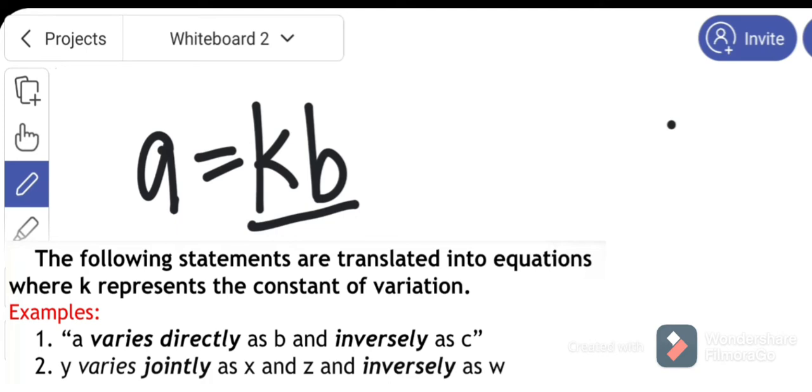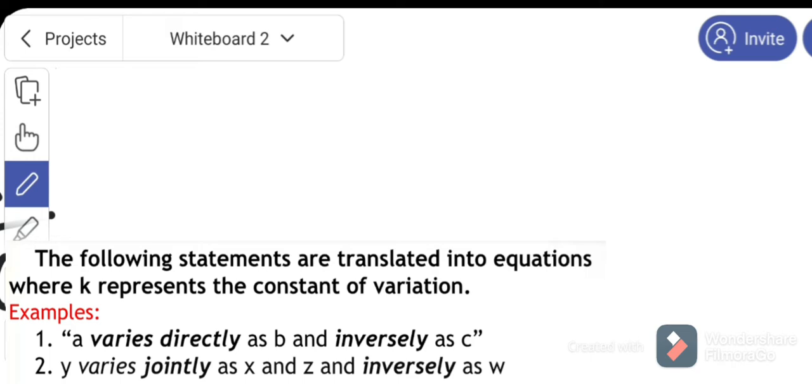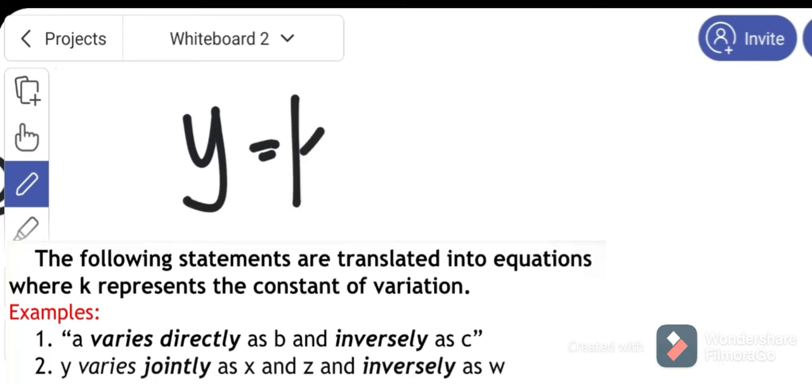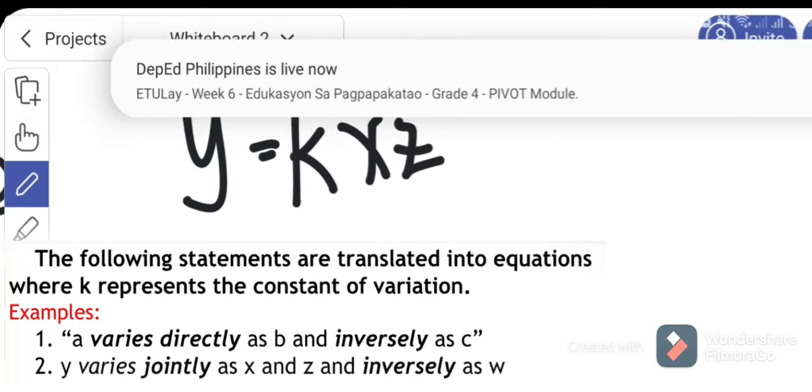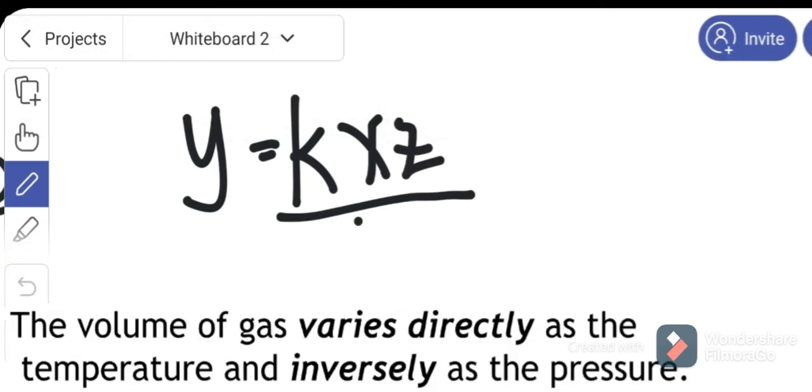For the second given, we have y varies jointly as x and z and inversely as w. That would be y, constant of variation, jointly x and z, and inversely as w. That's how we're going to write it.